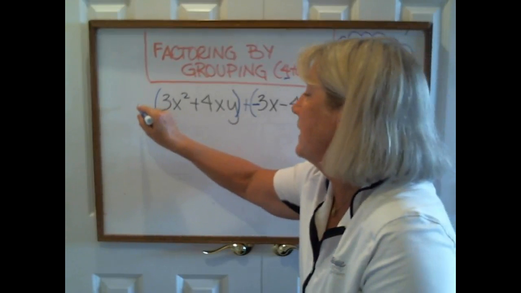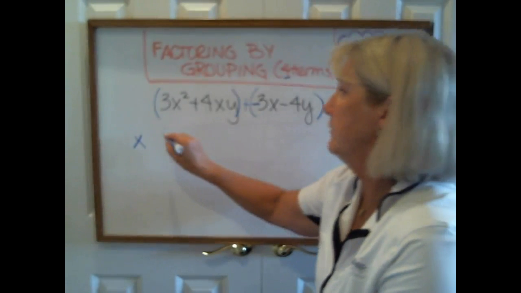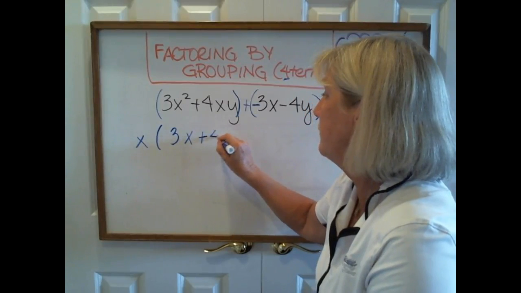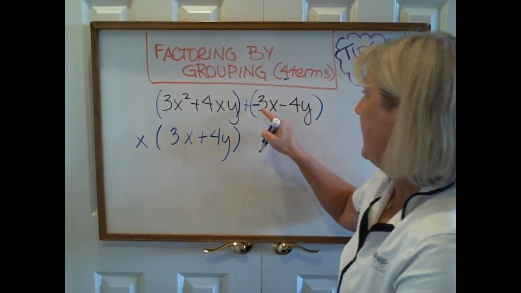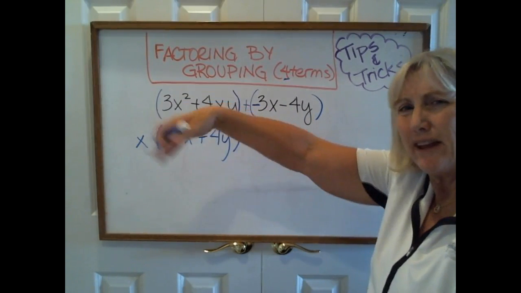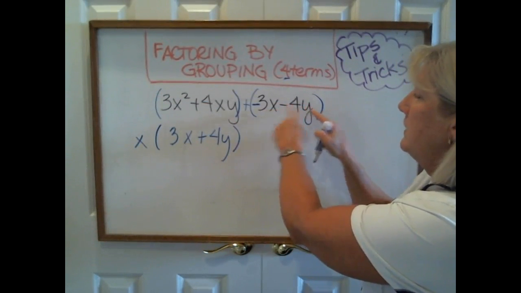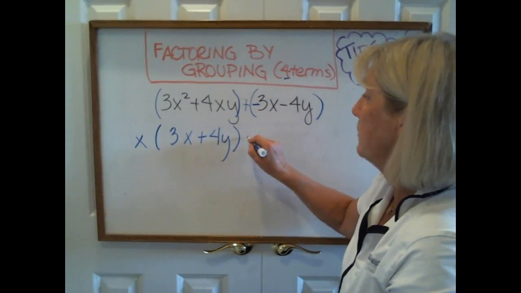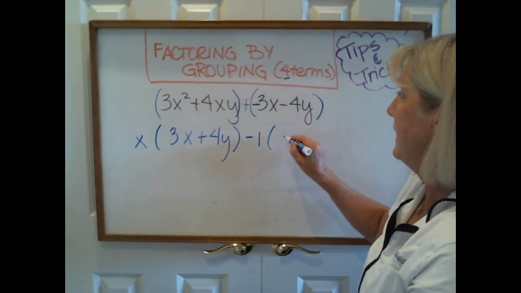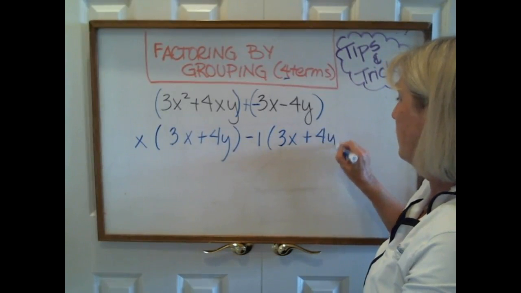X and x squared, we can take out an x. And there's no common factor of y. So if we take out an x, what's left is 3x plus 4y. And here we want to take out this negative. I don't like these negatives. They have this negative sort of hanging out in front. So the only thing that they have in common is a -1. So we're going to take out a -1 here. And what's left then is going to be positive 3x plus 4y.